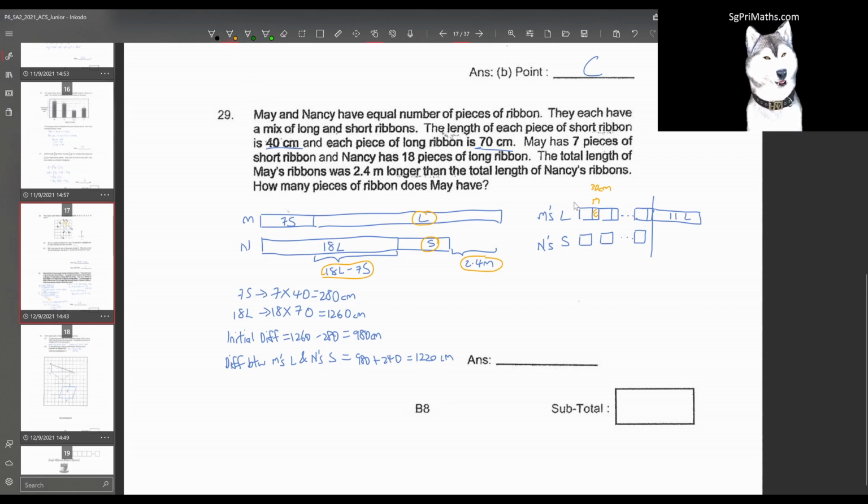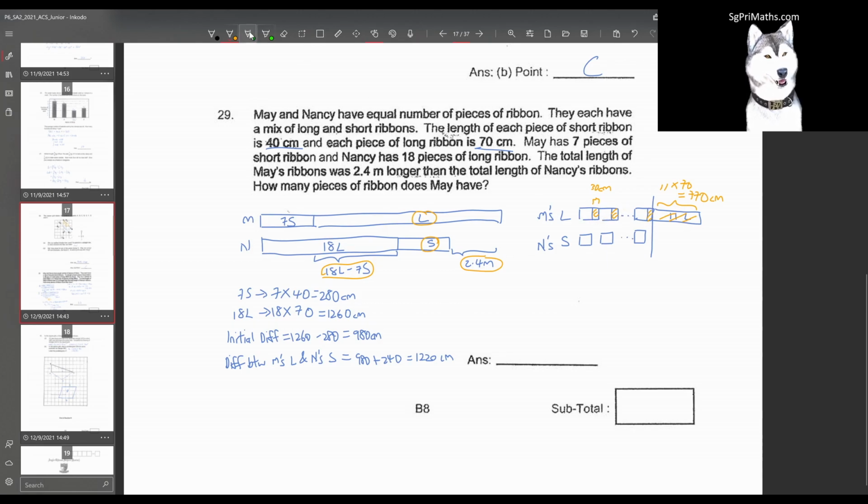It's the difference between Mary's long and Mary's short. So this 1220 is actually all these orange parts, including these 11 long ones. And we know that these 11 long ones is 11 times 70 equals 770 cm. So that means 1220 consists of this 770 cm, and then each of these small parts.